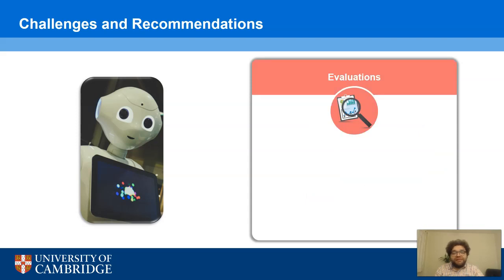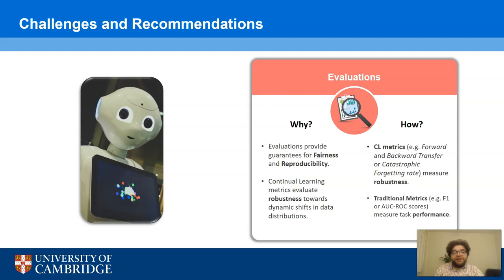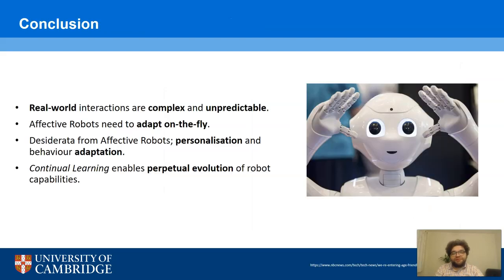Finally, even if we are able to address all these challenges, an important concern for affective robots is to address the issue of fairness and reproducibility. Here, reporting continual learning metrics such as forward or backward transfer of information might help establish how the robot applies learning from one user to the other and how much of the user information is forgotten over time. Additionally, traditional metrics such as F1 scores and ROC statistics help establish QA standards for the robot performance.